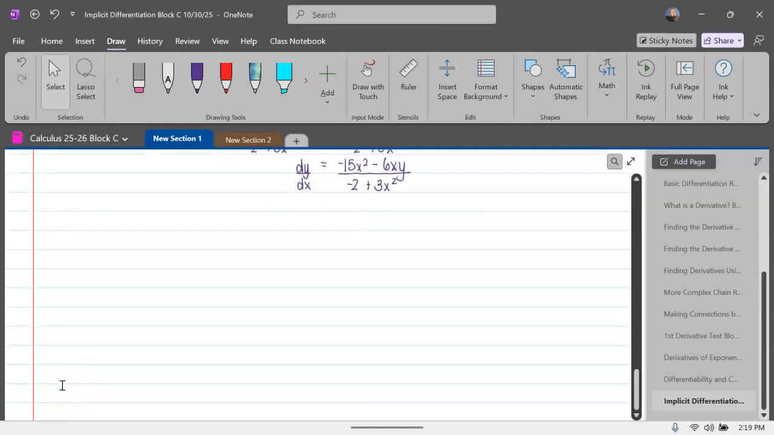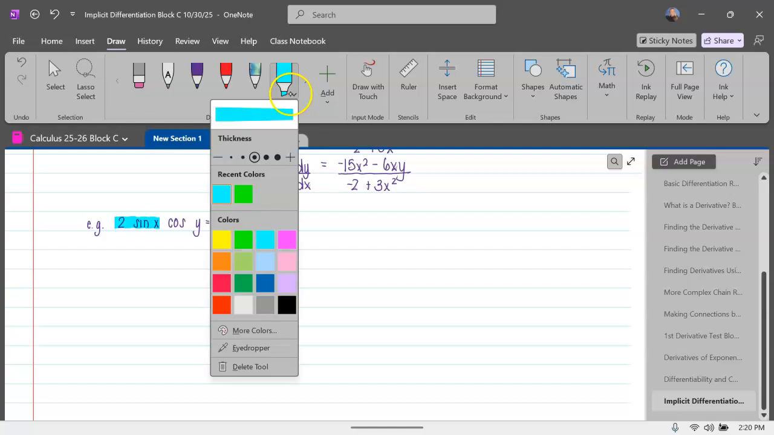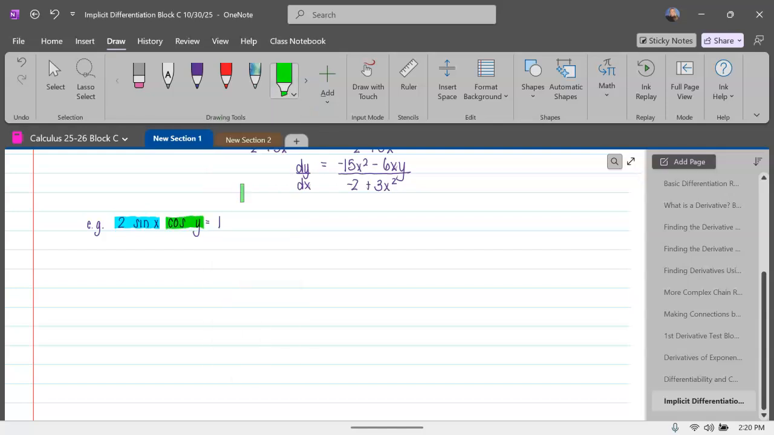All right, so let's do one more, and it's going to involve trig functions. I know. 2 sine x cosine y equals 1. So what do you notice about the left-hand side? It's multiplication. Excellent. What are we multiplying? 2 trig functions. We're multiplying 2 sine x times cosine y. So what are we going to use to do this multiplication? Product rule. Let's do it.